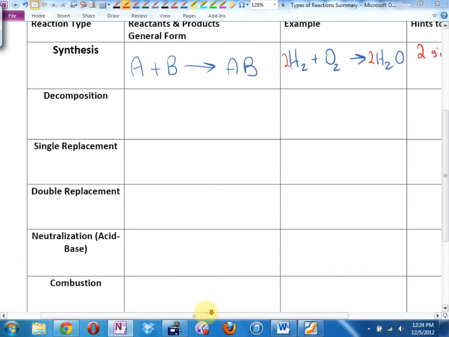The second kind is a decomposition. It's the opposite of synthesis. So if you know one, you know the other in terms of what the formula is. Curtis, you just have to remember the words. What's the opposite? Start with AB, decompose them. Curtis, what do you think they decompose into? A plus B.